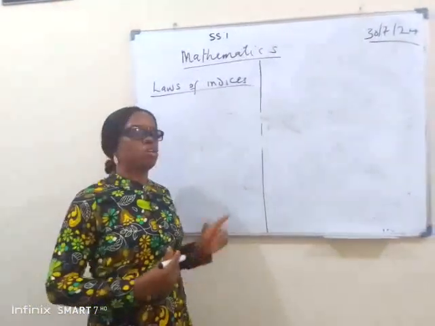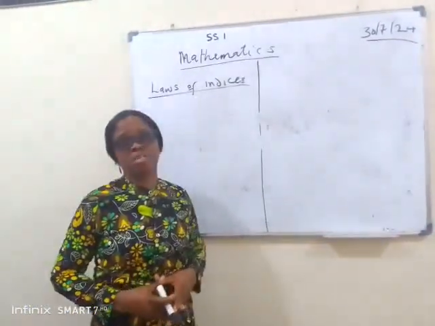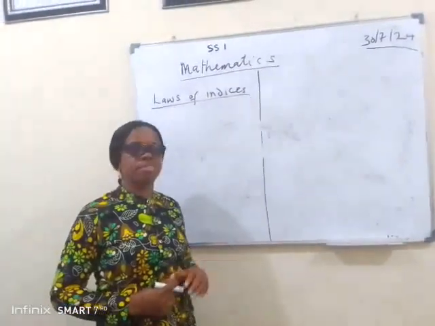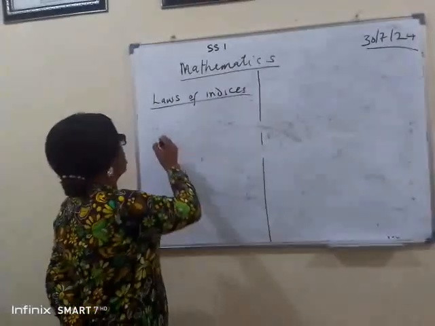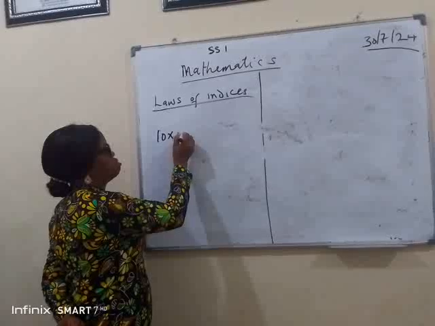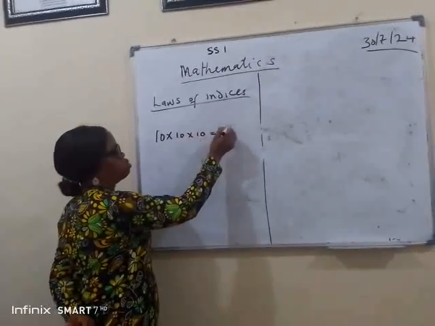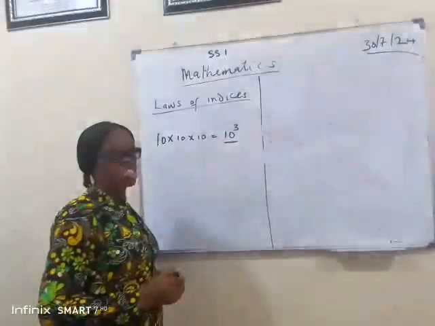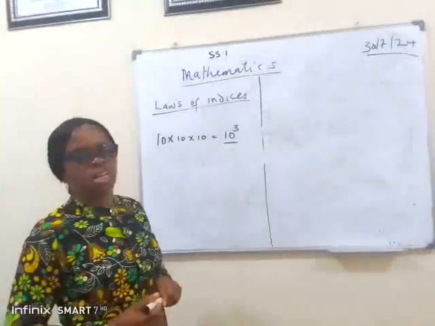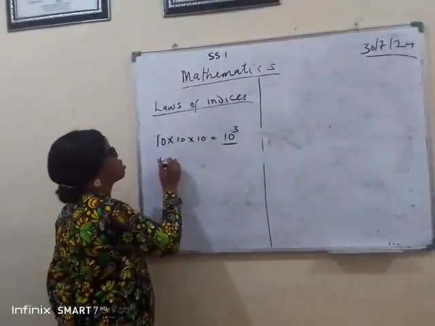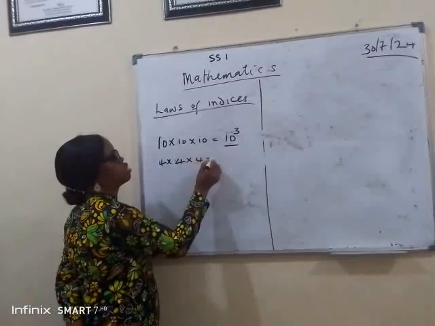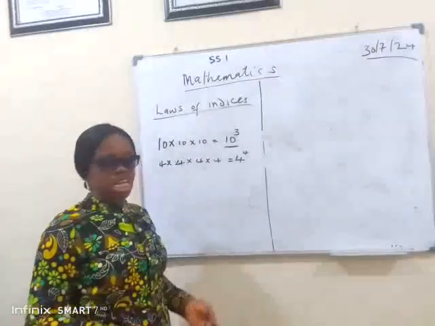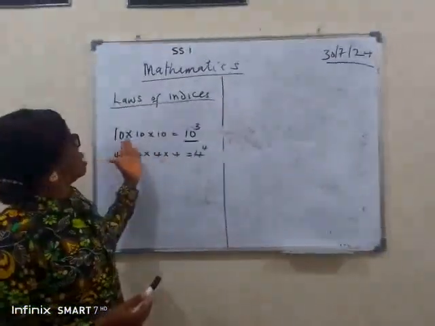Today we are going to learn SS1 mathematics, and the topic is laws of indices. But before I go on with the laws of indices, we have to throw more light on indices. In your SS2, we discussed indices there. We are told that 10 times 10 times 10 is equal to 10 raised to power 3. This is 10 in index form. Also, 4 times 4 times 4 times 4 is equal to 4 raised to power 4. 4 is also in index form. This is what we refer to as indices.